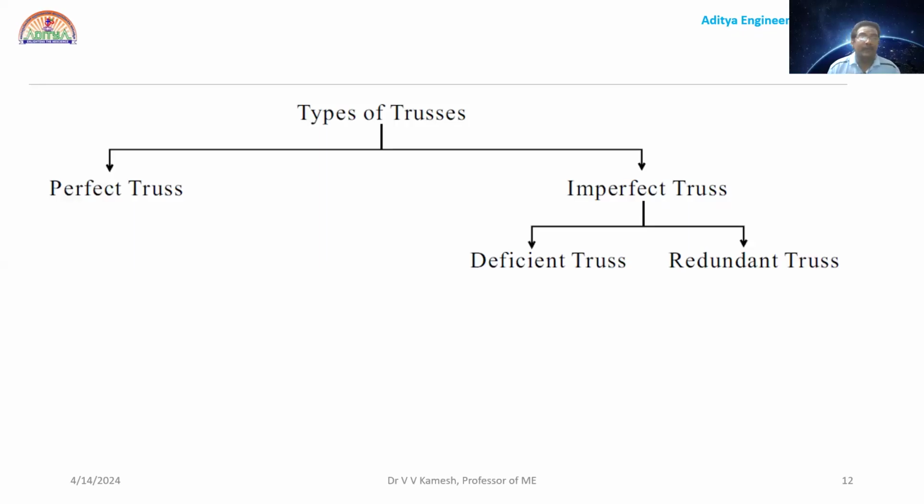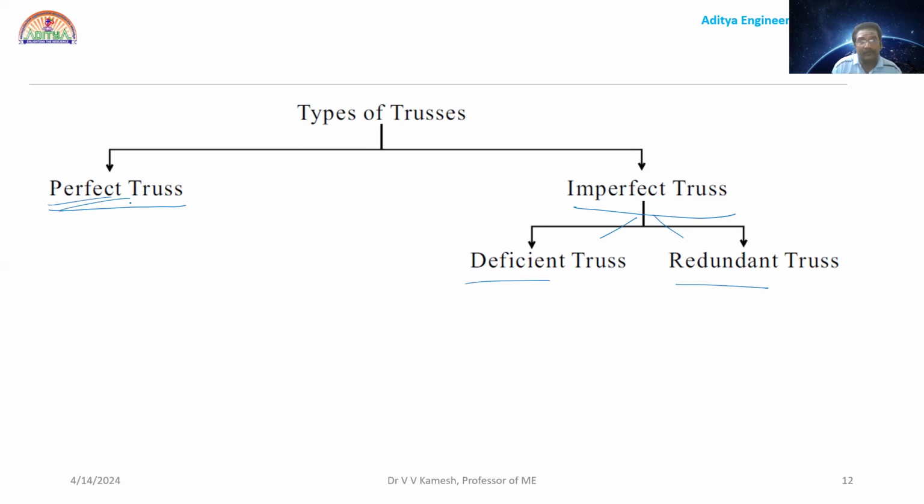Okay, now we'll go to the types based on the properties. Types of trusses are two types. One is perfect truss, the second one is imperfect. How is it imperfect? There are two types: one is deficient, one is redundant, right?